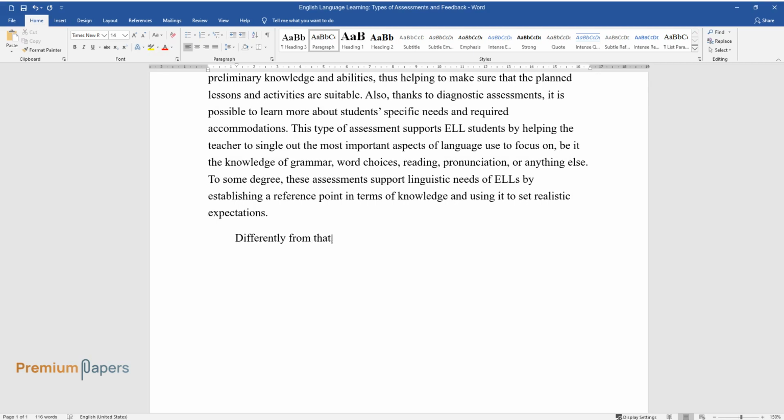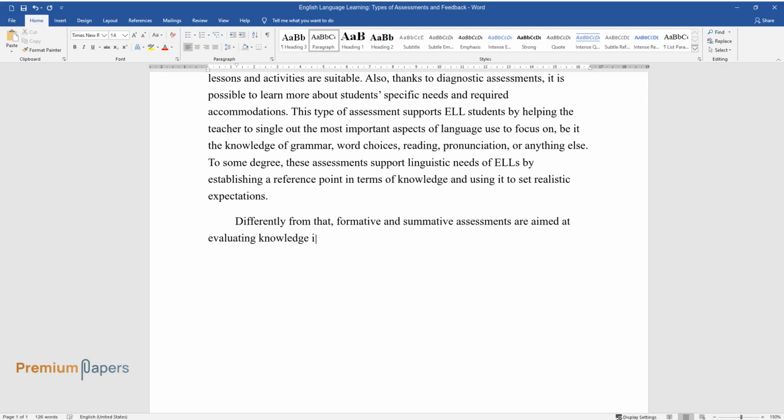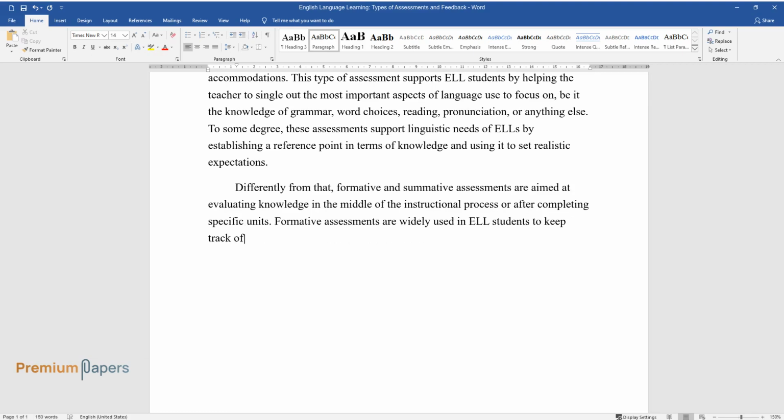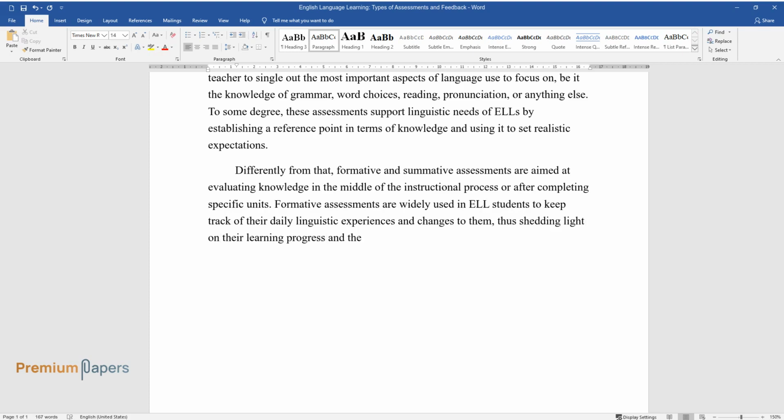Differently from that, formative and summative assessments are aimed at evaluating knowledge in the middle of the instructional process or after completing specific units. Formative assessments are widely used in ELL students to keep track of their daily linguistic experiences and changes to them, thus shedding light on their learning progress and the required changes to instruction.